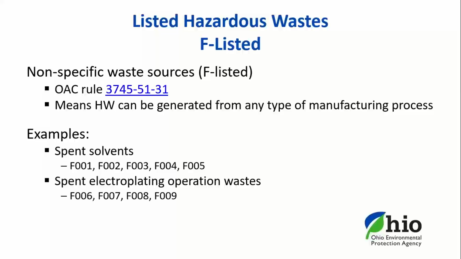So if your waste doesn't meet an exclusion, you want to take a look at the 4 hazardous waste lists. The first one that we're going to talk about is the F list, which comes from non-specific sources. It just means that it can be generated from a wide range of manufacturing processes. Some common examples are spent solvents such as trichloroethylene, toluene, or xylene, as well as electroplating operation waste such as wastewater treatment sludges, plating baths, and residues.